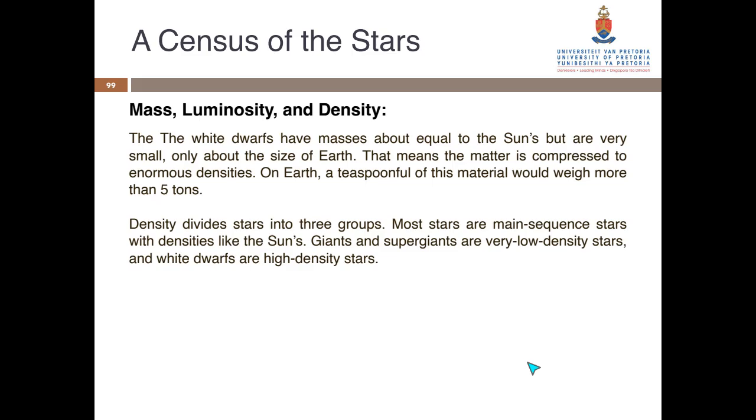Density divides stars into 3 groups. Most are main sequence stars, with densities like the sun. Giants and supergiants are very low density stars, and white dwarfs are high density stars.